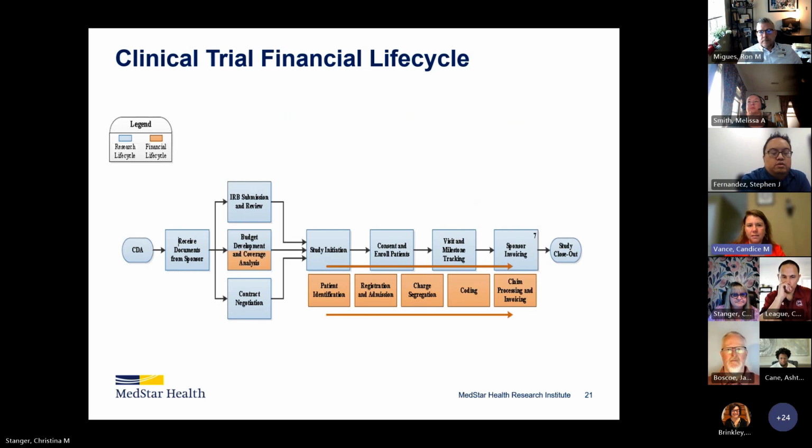So this shows the clinical trial financial life cycle. For anyone that knows anything about clinical trials, they are used to the blue life cycle, which is where Ashton referred to the confidentiality disclosure agreement. We receive all of the documents from the sponsor, submit to the IRB, start it up, consent and enroll patients, and then track those visits, making sure that we're entering all the data for the sponsor, and then eventually closing that out. The orange here is where I and my team fall in.